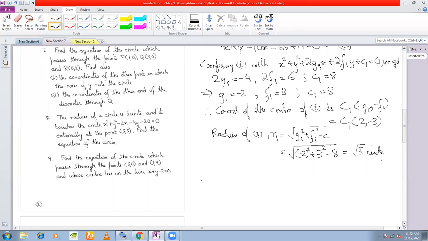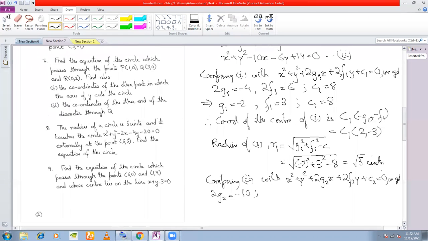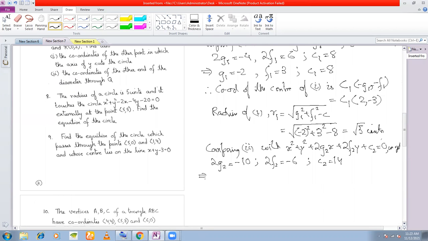So 1 is complete. Similarly, we do with the second one also. So comparing 2 with x square plus y square plus twice g2x plus twice f2y plus c2 is equal to 0, we get 2g2 is equal to minus 10, since the coefficient of x here is minus 10, twice f2 is equal to minus 6, and c2 is equal to 14. So you get g2 is equal to minus 5, f2 is equal to minus 3, and c2 is equal to 14.